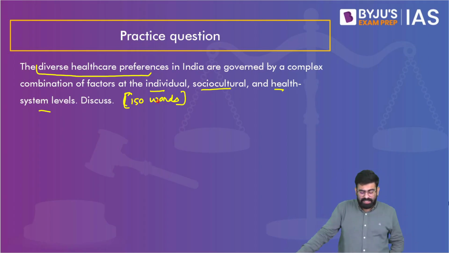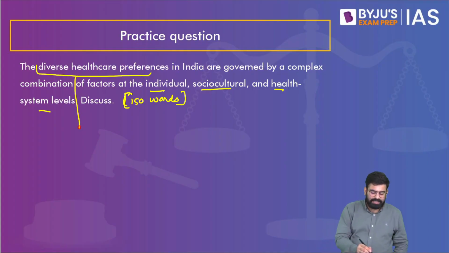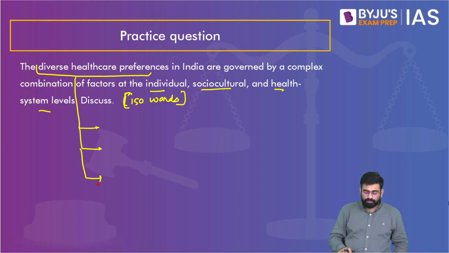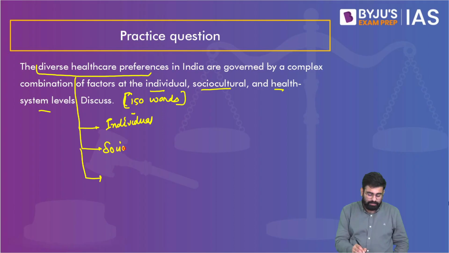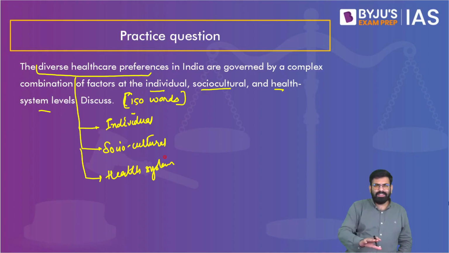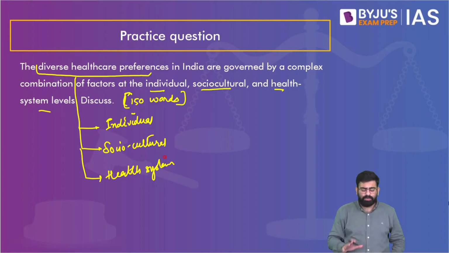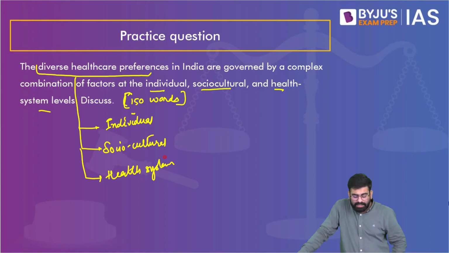What are these diverse healthcare preferences? One idea is that these healthcare preferences can be diverse because of various reasons. And also, we have given the broader highlights: individual, socio-cultural, and health system level. Right, so we have given three broad dimensions. Now think of the diverse healthcare preferences in all these dimensions, in all these factors. Okay, starting with the individual level.